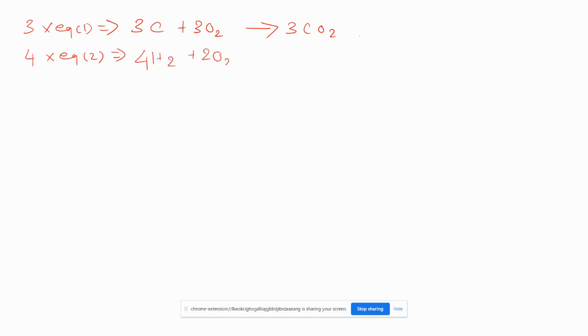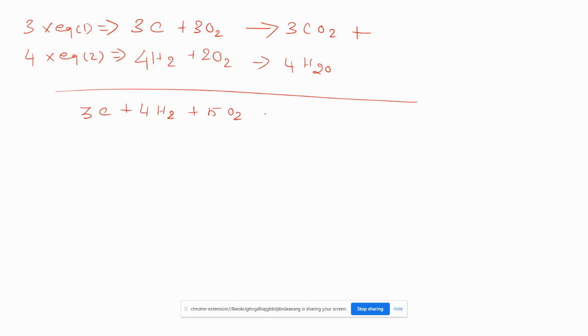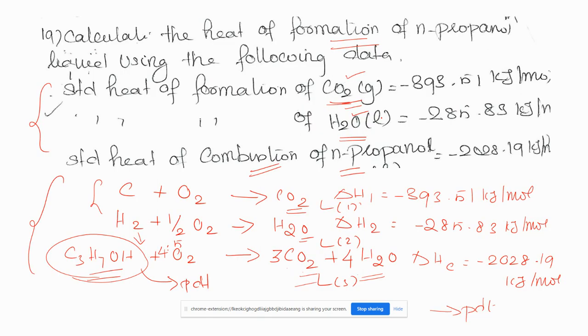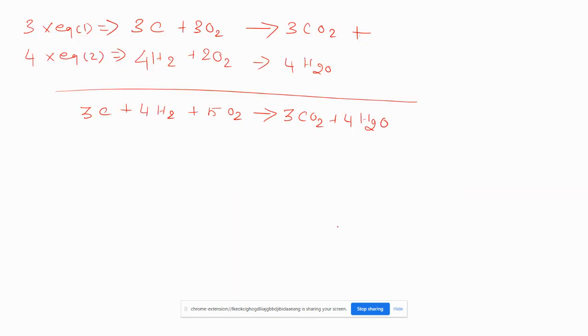4H2 plus 2O2 gives 4H2O. Now these two you add. Okay. So you will get 3C plus 4H2 plus 5O2 gives 3CO2 plus 4H2O. And one more thing I will explain to you is, always whatever is in the products of the other than the combustion reactions, you should try to cancel it. Okay, then only you will get the final answer.